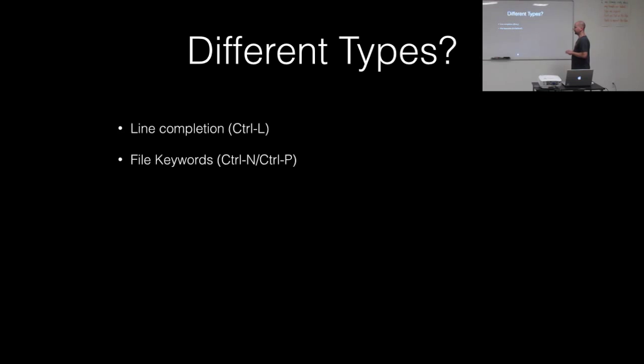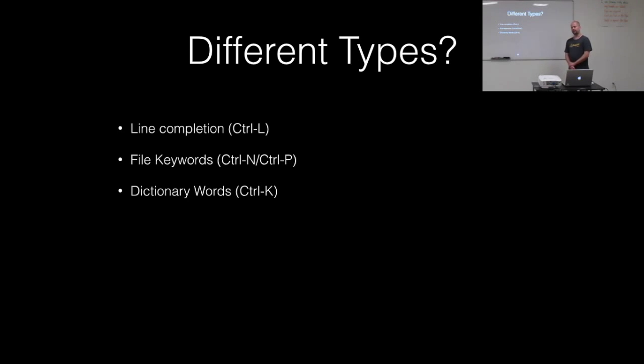There's a mode to look for keywords in the file. That's basically any word inside of the file. So you get Control X, Control N, or Control X, Control P, and it will either look forward or backwards, but it will wrap around the file. It'll look for words that match that initial string.